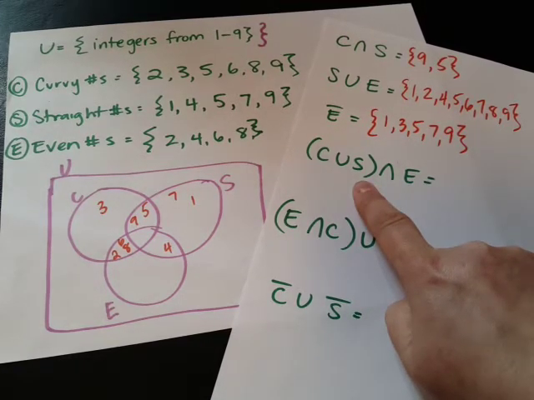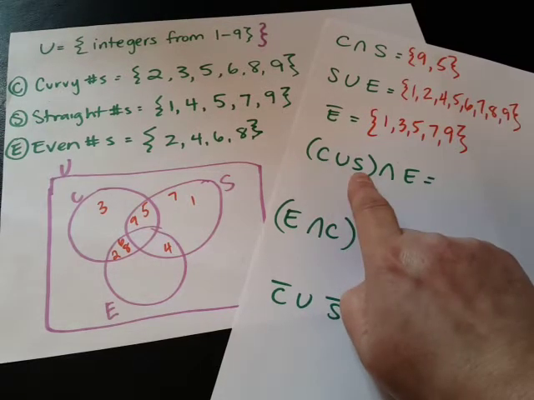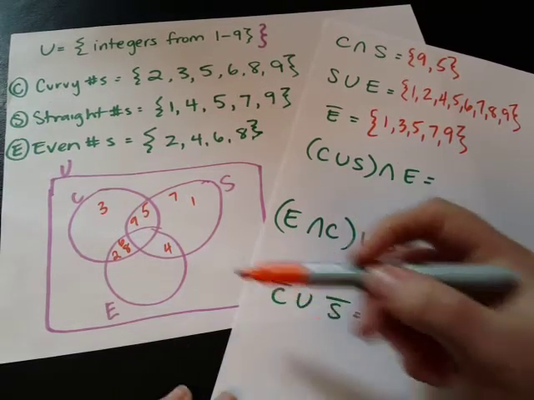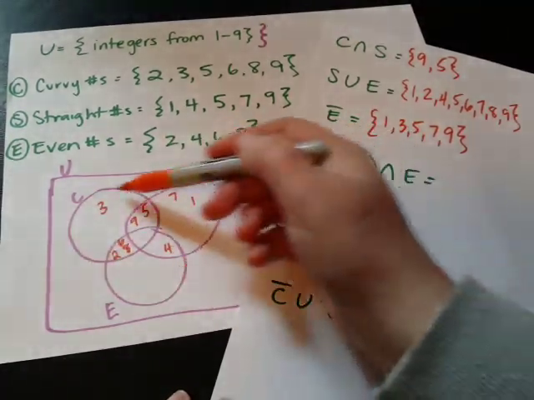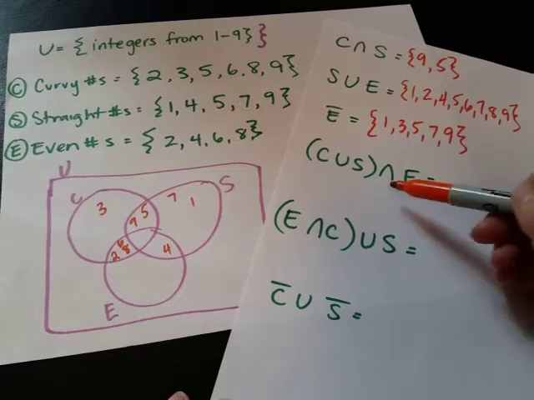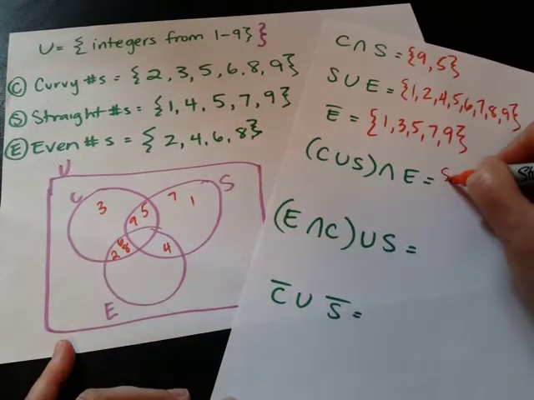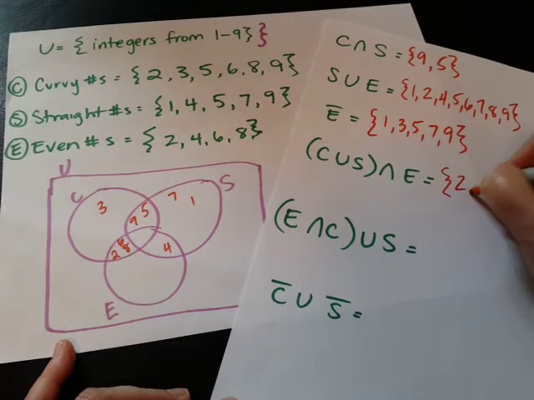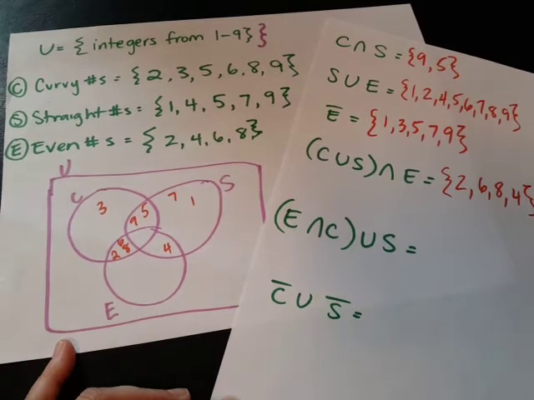So the union between set C and set S. So what are all the things that are either in C or S? Hey, look, it's all of them. So all of them intersects with E. Well, now we only have what happens to also be the equal set to E.